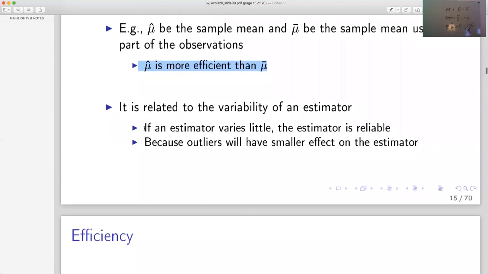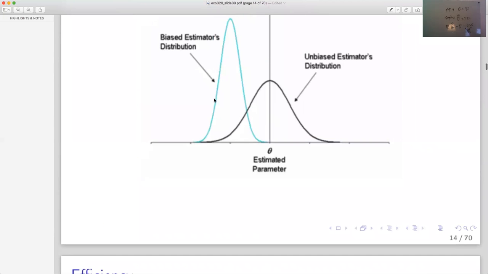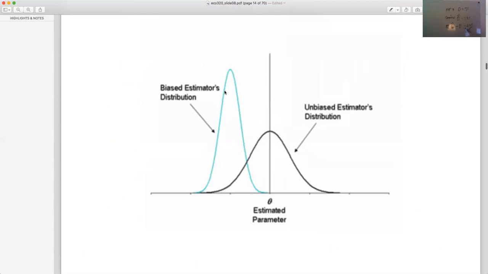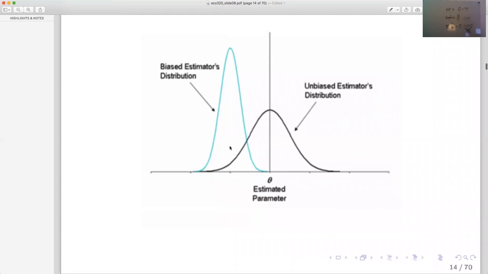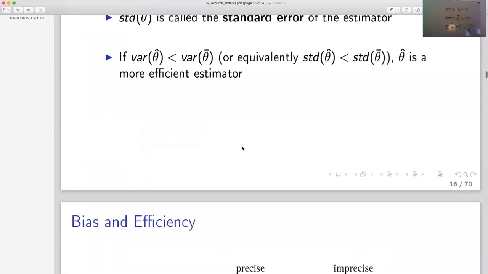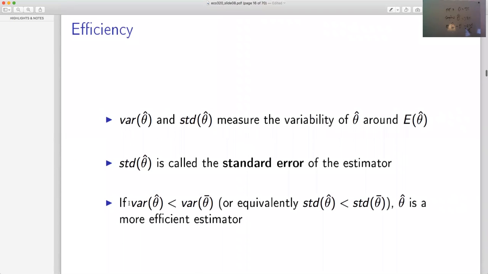If an estimator varies little, or its variance is small, the estimator is reliable, because an outlier will have a smaller effect on it. In other words, as the variance is smaller, more of the data is around the mean, so it's going to be more reliable. But again, there are trade-offs. So an estimator is efficient if its variance is smaller. Smaller variance is good, or smaller standard deviation is good. That means it's efficient. So as variance is smaller, it's better.